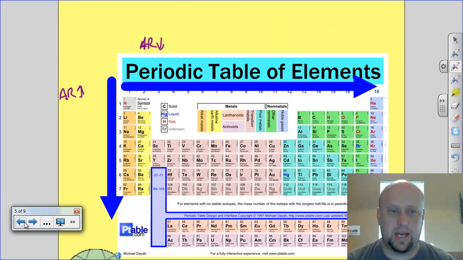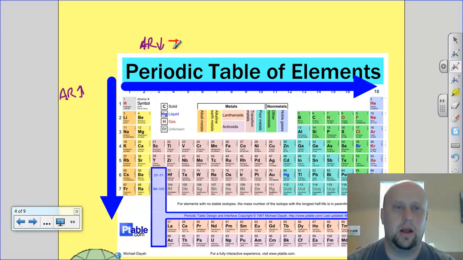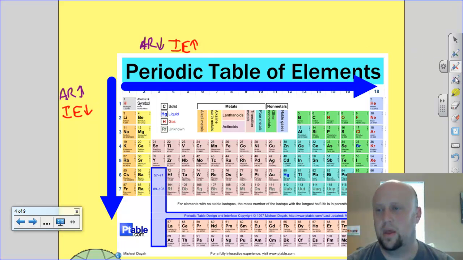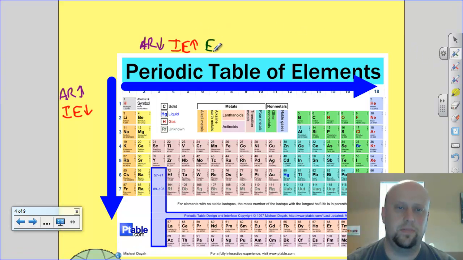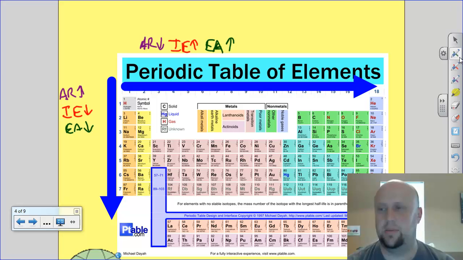So let's go back, and hopefully you've been marking these in, but let's just go back real quick and write all of the stuff that we had up. Ionization energy, remember, increases from left to right, and it's going to decrease going down the table. Our next thing was electron affinity. Electron affinity is going to increase going left to right, and it's going to decrease going down the table.